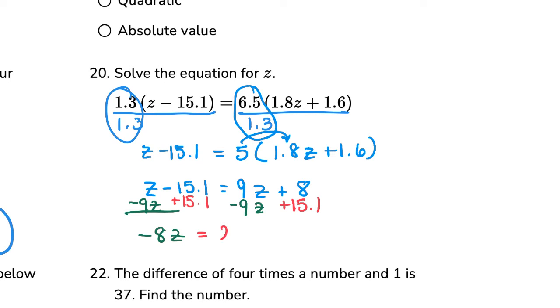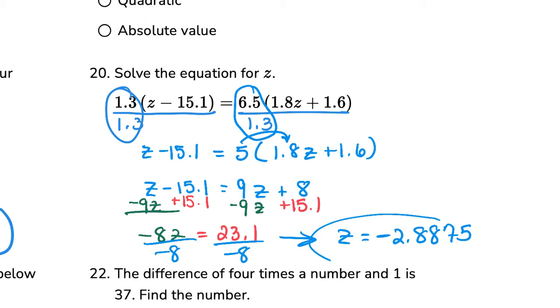Equals, let's see, that's 23.1. I just have to divide by -8 and I'm done. I don't have to flip my inequality because it's an equation. And 23.1 divided by -8. Z equals -2.8875. I don't know, maybe a fraction would be nicer.